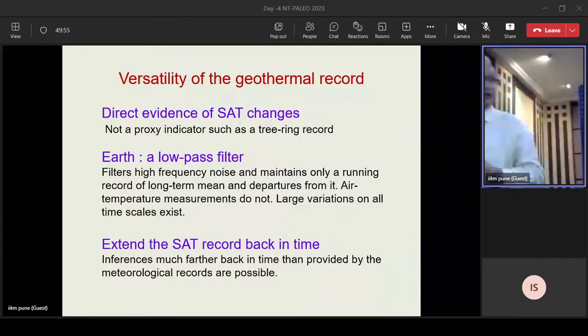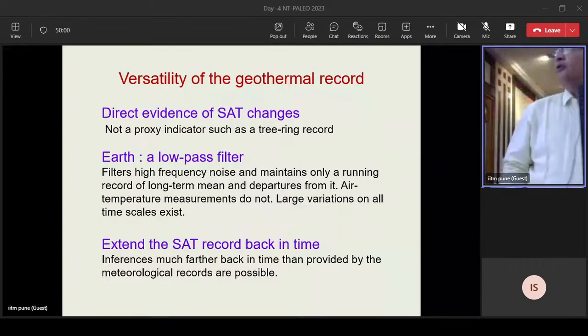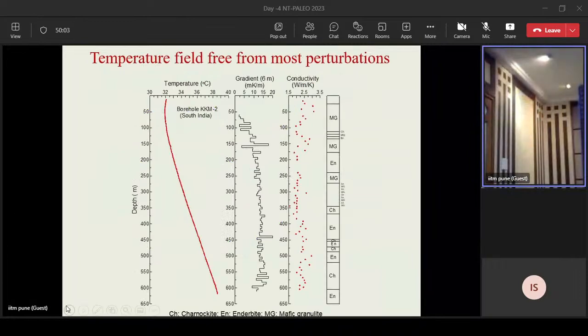But in these boreholes, for heat flow, this part was of no use, so it was treated as noise. People looked at this linear part in the temperature profile or the gradient profile to compute the gradient, and then multiplied by the thermal conductivity to determine heat flow. So this part was always treated as noise. When I started my research career, this part was treated as noise.